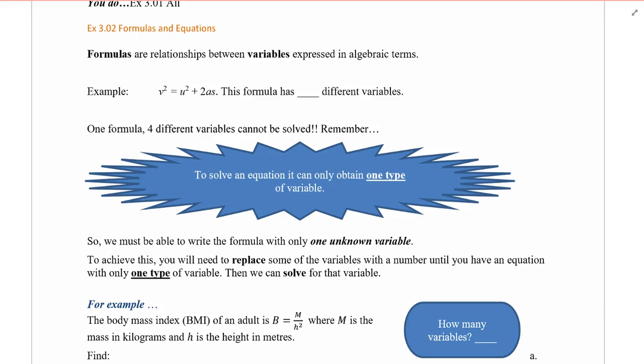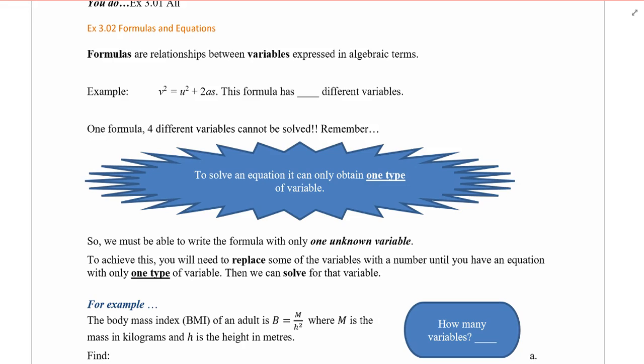In exercise 302, we're still looking at equations. However, some equations are called formulas, and the reason that they're called a formula is because now we have an understanding of what the pronumeral, the x or the y, is actually measuring in real life. You've come across many formulas in maths previously.